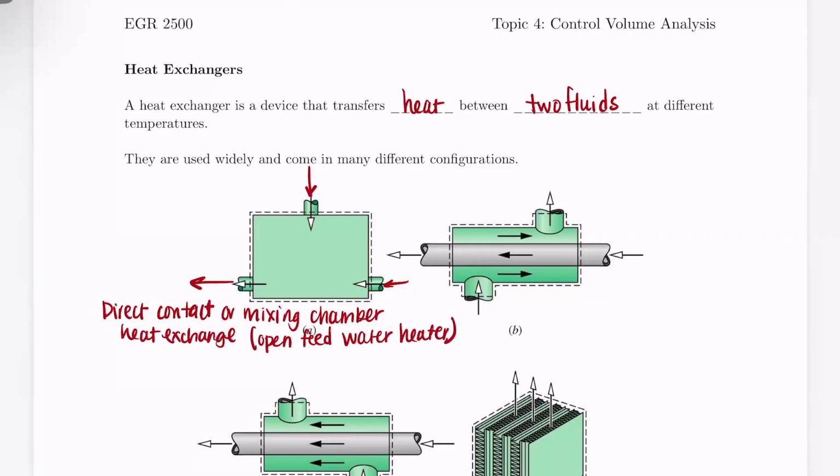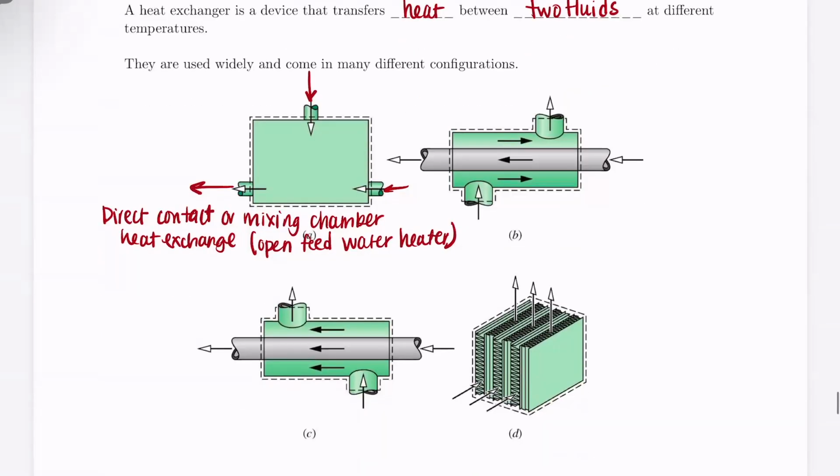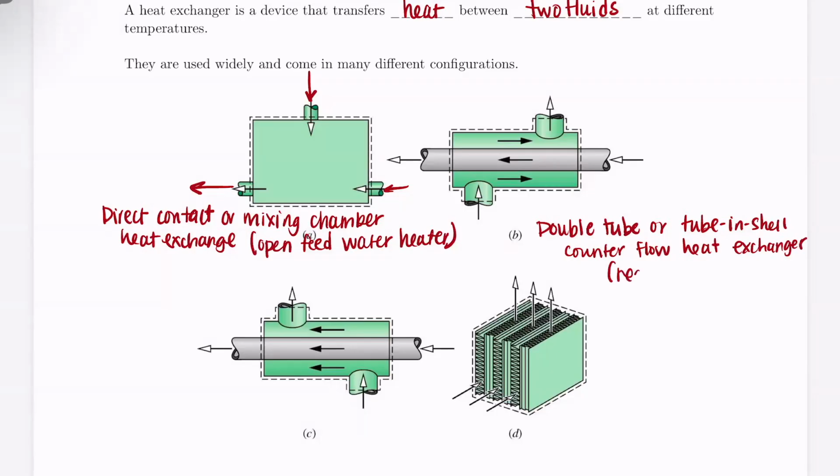All right, so our top fluid is coming in and then our side fluid is coming in and they both mix in this big tank that's in the square. Okay, so the fluids are in contact with one another, and then in the outlet, it will have a different temperature than both of the inlet temperatures. The second one is a double tube or a tube and shell counterflow heat exchanger. These are sometimes called recuperators.